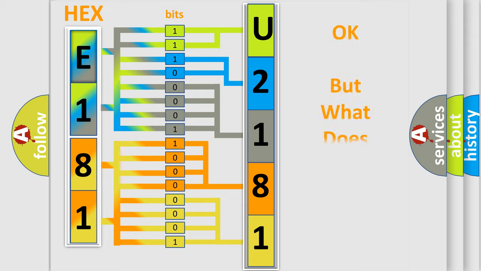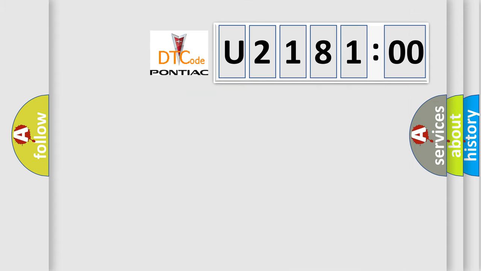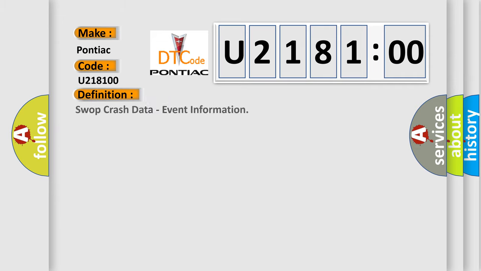The number itself does not make sense to us if we cannot assign information to what it actually expresses. So, what does the diagnostic trouble code U2181-00 interpret specifically for Pontiac car manufacturers? The basic definition is SWOP crash data, event information. And now this is a short description of this DTC code.